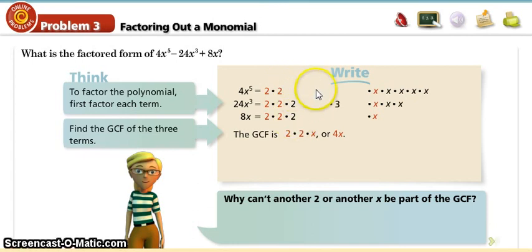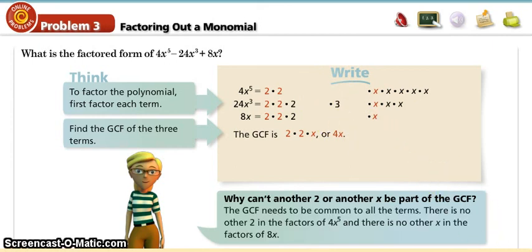It does not share another 2 with the other 2 terms. The 2's and the x's have to be included in all 3 of your terms. Same reason why you can't use a 3. It only appears in one term. It has to appear in all 3 terms in order to be considered part of the greatest common factor. The GCF needs to be common to all the terms. There is no other 2 in the factors of 4 times x to the 5th power, and there is no other x in the factors of 8 times x.